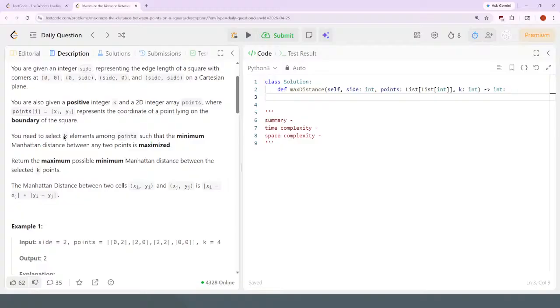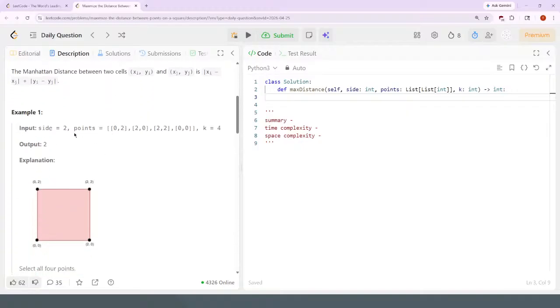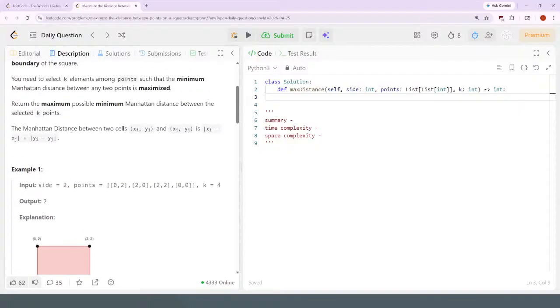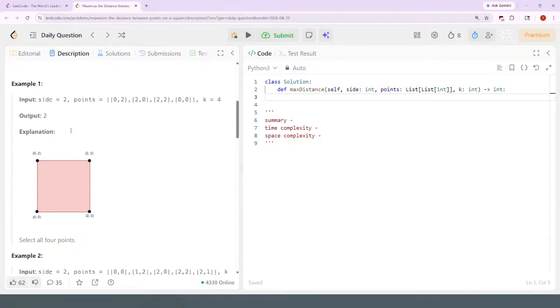Select k elements among points such that the minimum Manhattan distance is maximized. Okay, so they're kind of like as spread apart as possible. Return the maximum possible minimum Manhattan distance between the selected k points. I have a suspicion that I might be able to solve this.